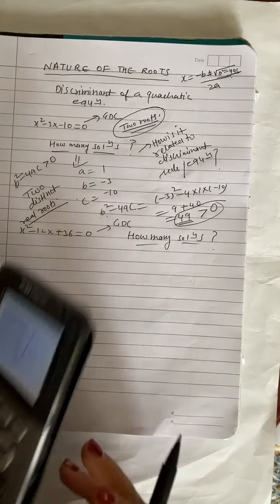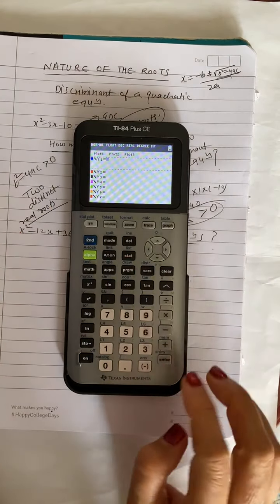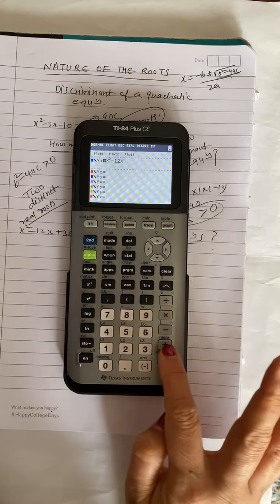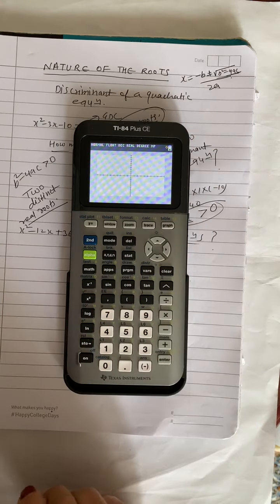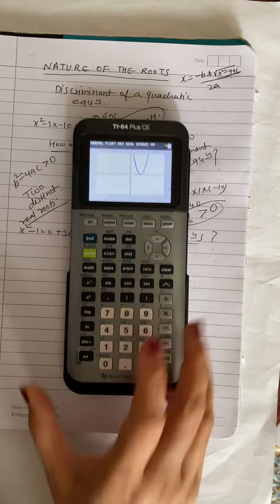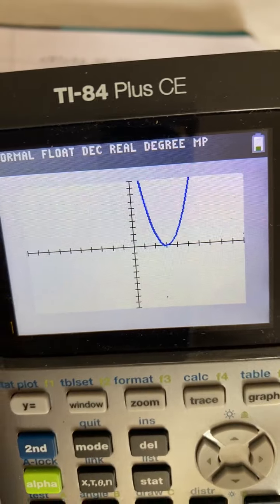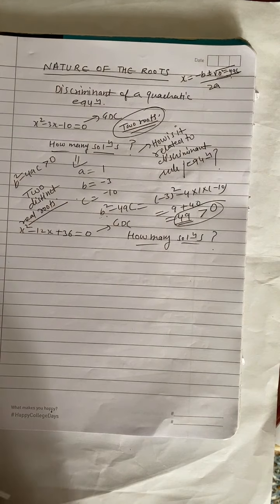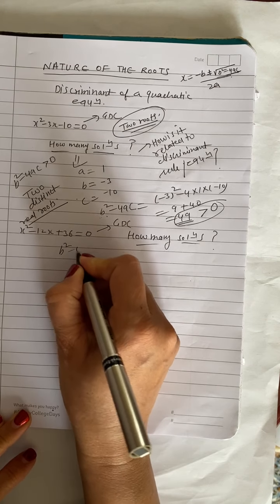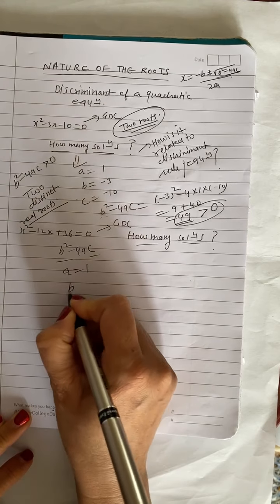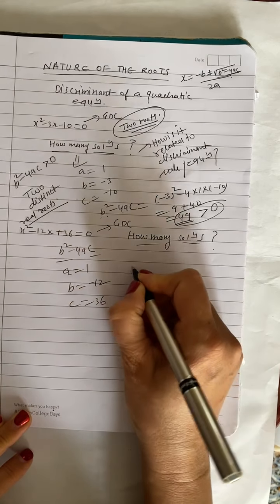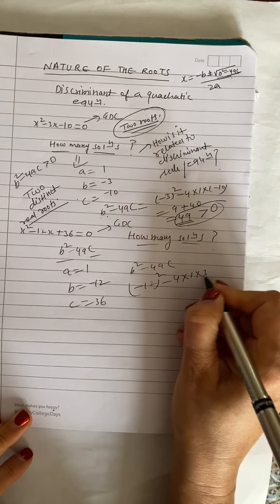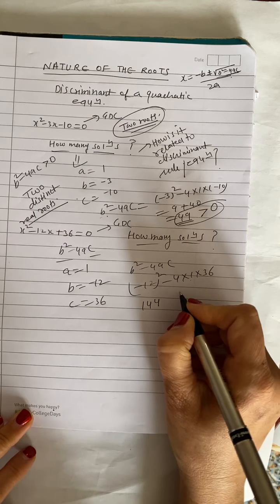Now similarly, we can do x squared minus 12x plus 36. Let's graph it to see how many solutions we have here. If I graph it, I can see from the graph that this graph touches the x-axis at one place, which means it has only one root, which is a repeated root in this case. Now let's find out what b squared minus 4ac is in this case. So a is 1, b is negative 12, c is 36. So b squared minus 4ac is negative 12 whole squared minus 4 into 1 into 36.